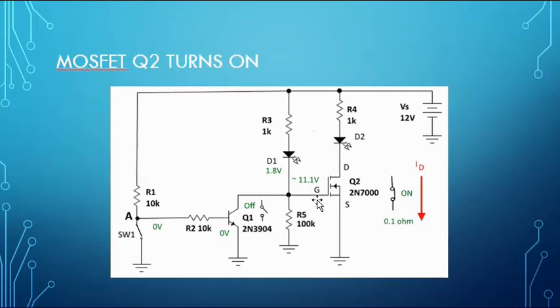11.1 volts is enough to turn on our MOSFET Q2, so it's going to act like a closed switch. When it closes, it's going to have a resistance of about 0.1 ohm, very, very low resistance, and we're going to get current flowing. The resistance is so low that in this circuit, we have a 1000 ohm resistor here and 0.1 ohm. There's going to be almost no voltage drop across the MOSFET. So what we'll find is that we will have current flowing through here.